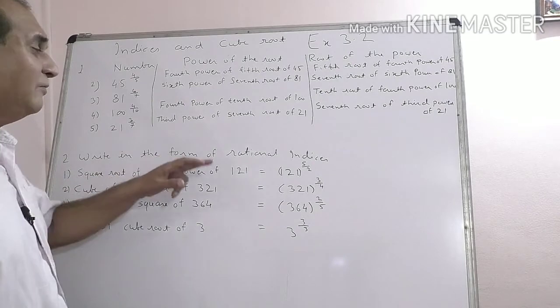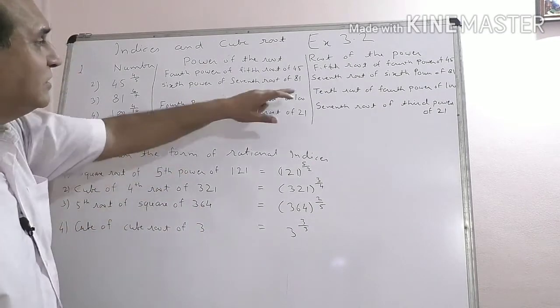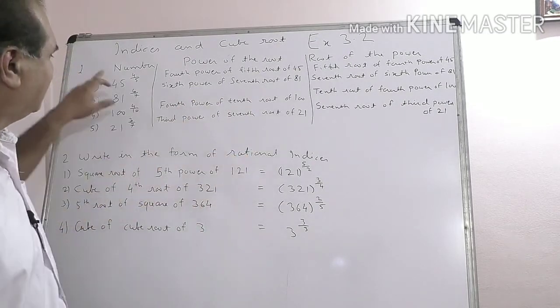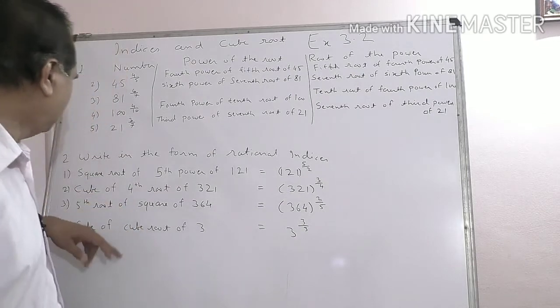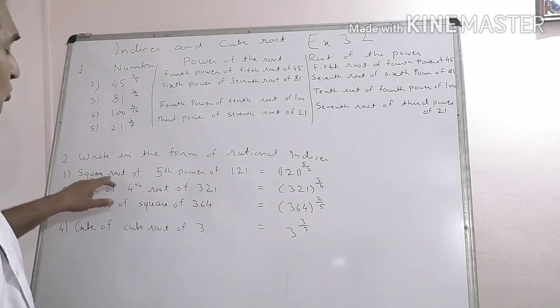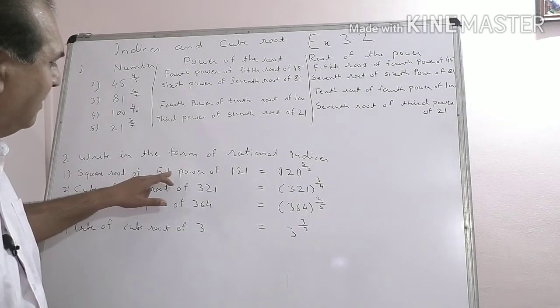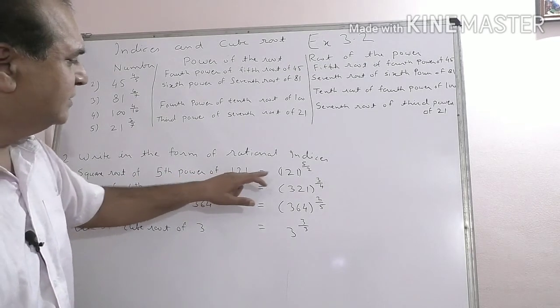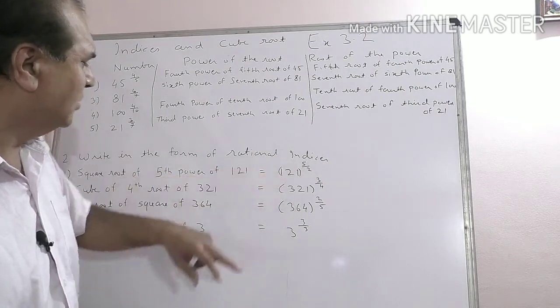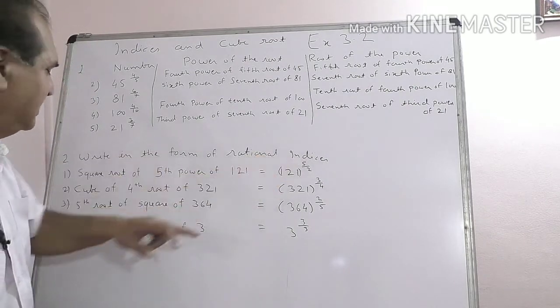So write in the form of rational indices. Now this or this is given, you have to write in the form of indices. So simple. Square root, so 2 will be in the denominator. 5th power, 5 will be up, of 121. So 121, 5 up, 2 down. Root is down, power is up.